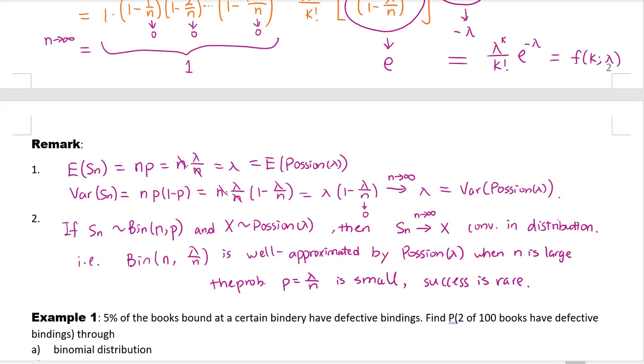Okay? And later on in chapter 5, when we introduce the normal distribution, we will talk about when n is large and the probability of success is not small, which is like close to 0.5, then we can actually use the normal distribution to approximate the binomial distribution. So we'll talk about that in chapter 5. So for now, just keep in mind, if n is large and p is small, then we can use the Poisson distribution to approximate the binomial distribution.